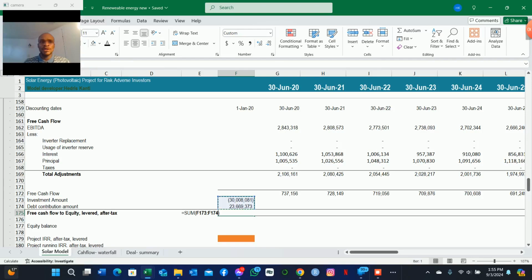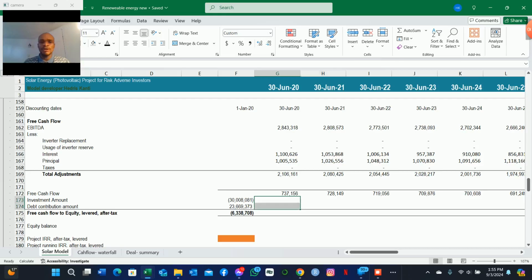The equity contribution is going to be the sum of these two amounts. So this is the equity that is going to be contributed or injected into this project. We will later on distribute this among the investors, both the limited and the general partner, when we start accounting for our cash flow joint venture waterfall.